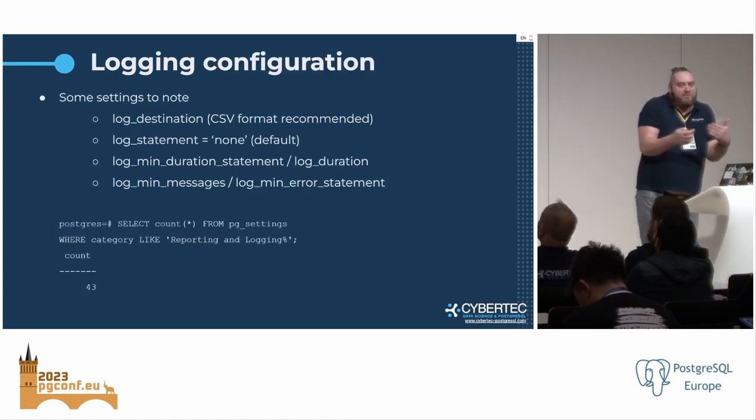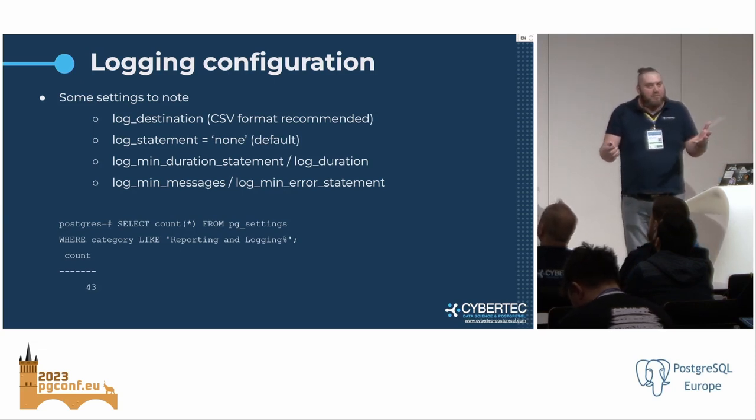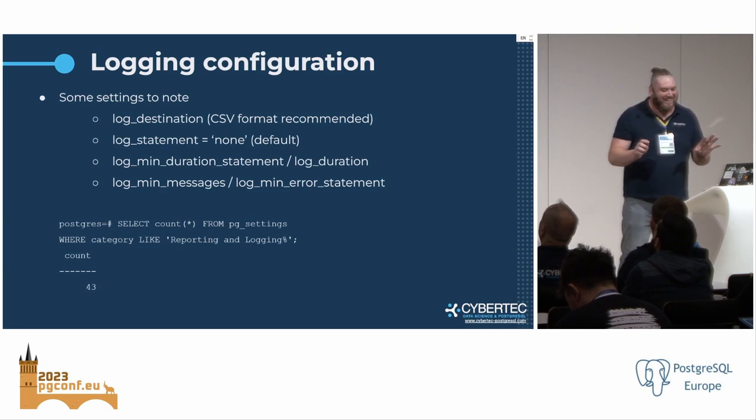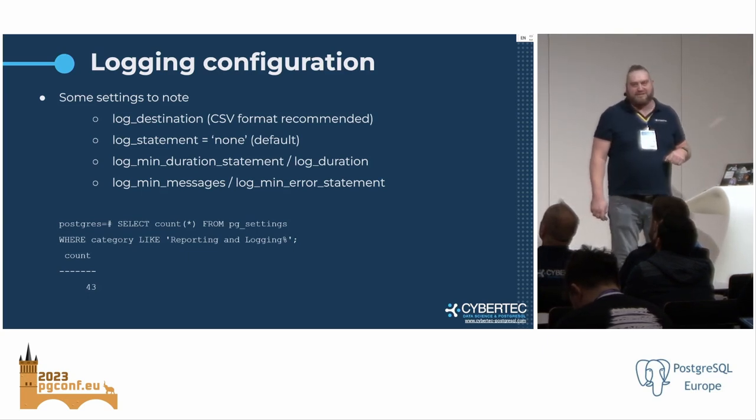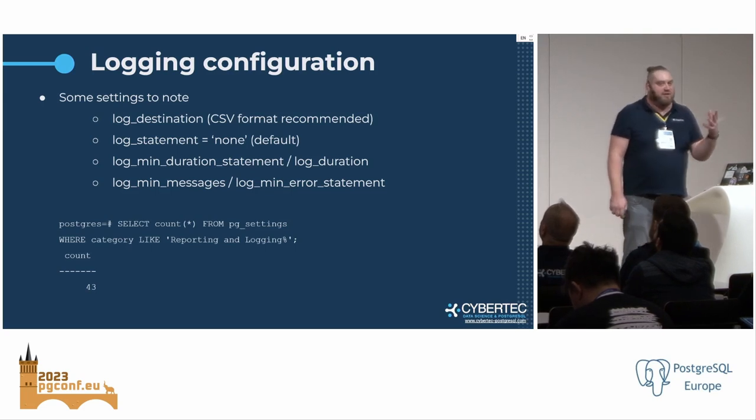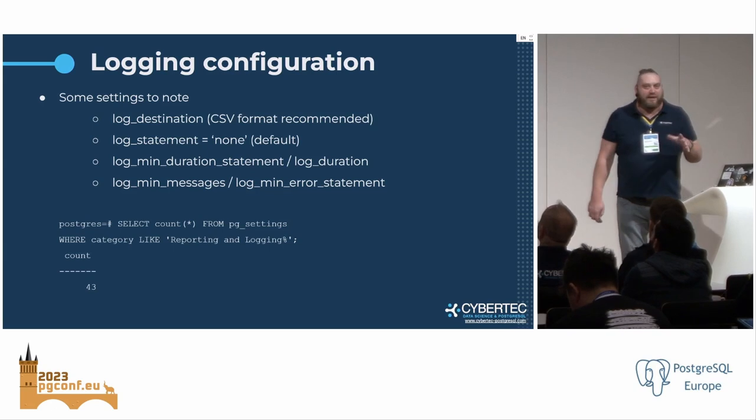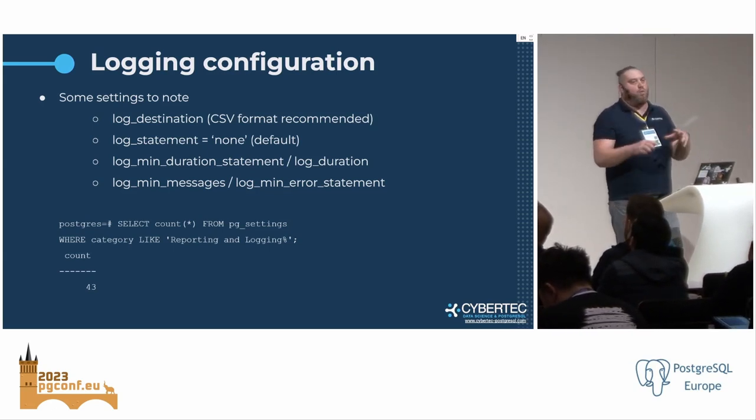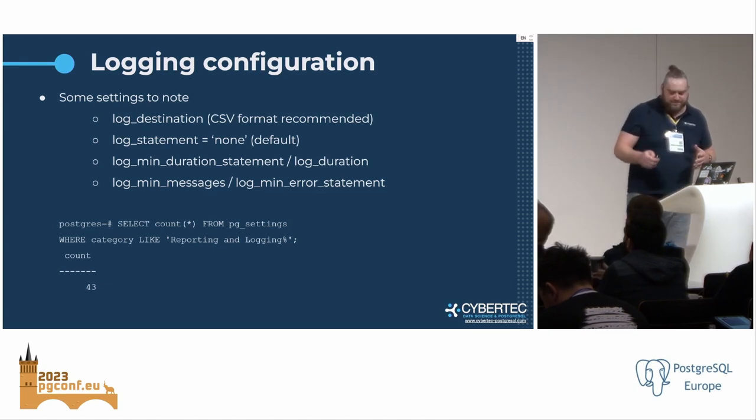But before you have something in your logs, you need to set up your server properly, because default settings are just default settings. As you can see in the latest Postgres 16 version, we have 43 different options for how you can control the amount of log, what you log, where you log, why you log.